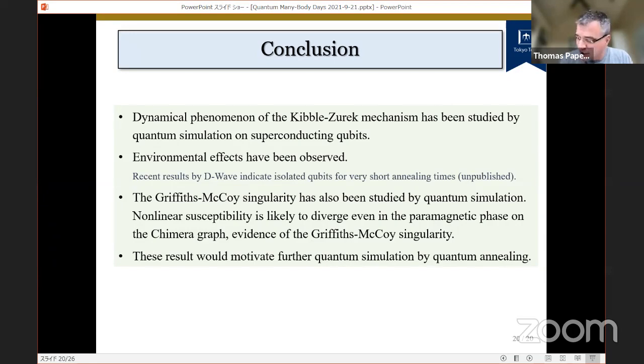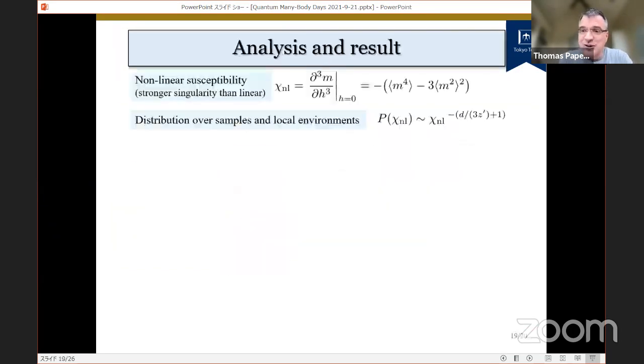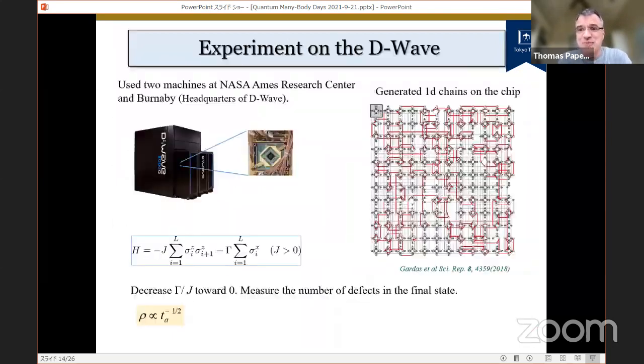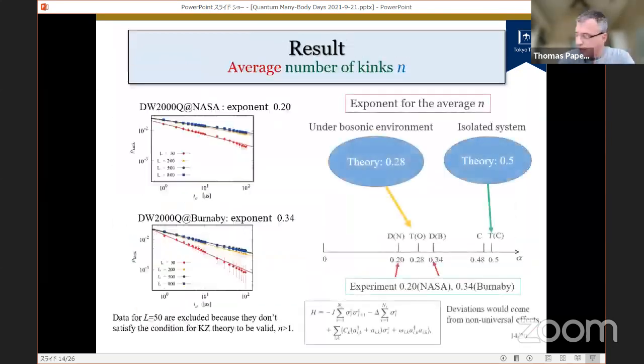Maybe let me simply start here. I would like to come back to the Kibble-Zurek exponent. It seems that the NASA machine had a smaller uncertainty, not only a smaller result, but also a smaller uncertainty than the Burnaby machine. So would one say the total difference between these two exponents is systematic uncertainty?